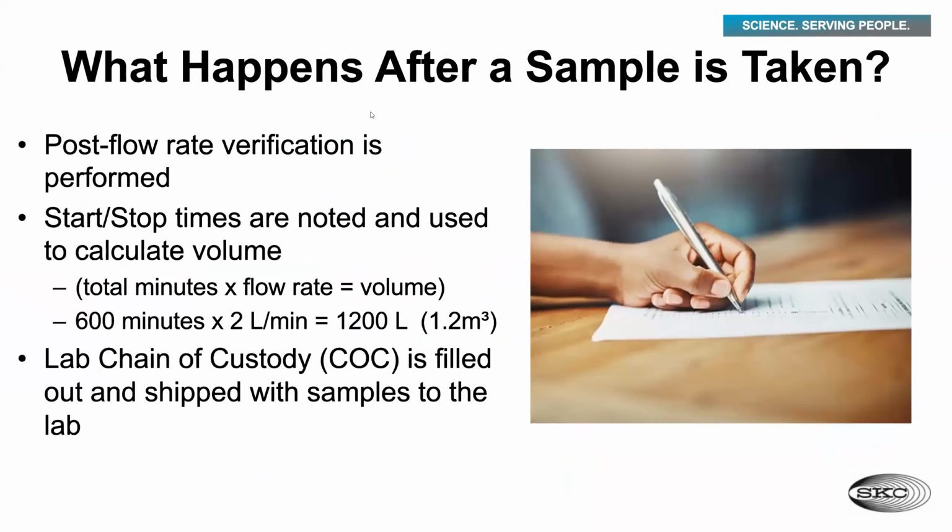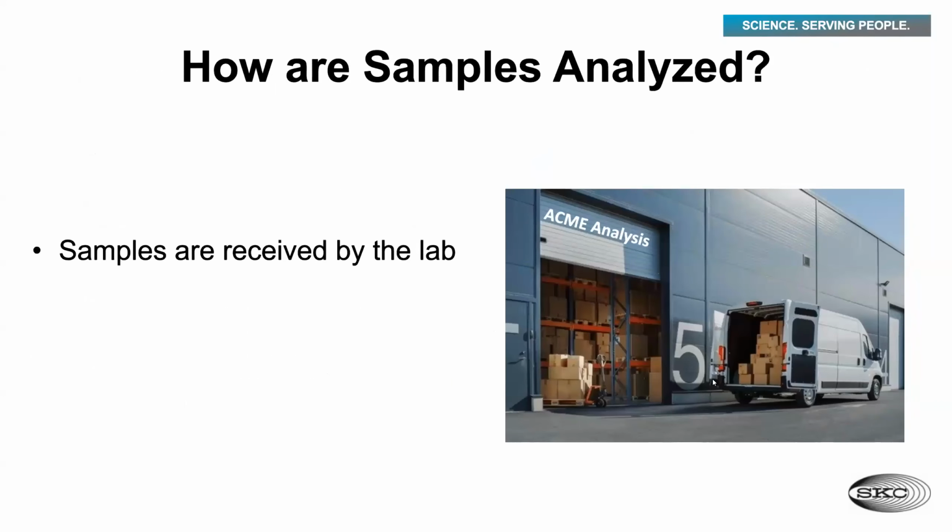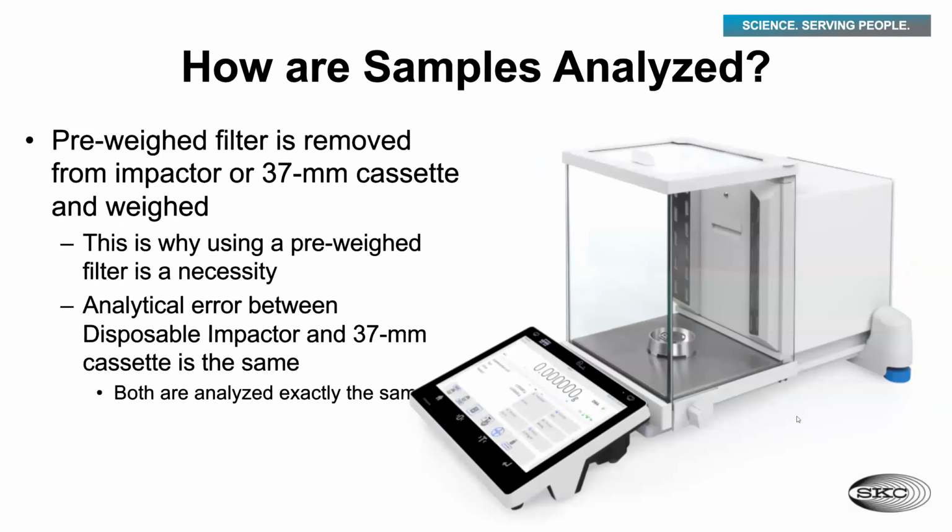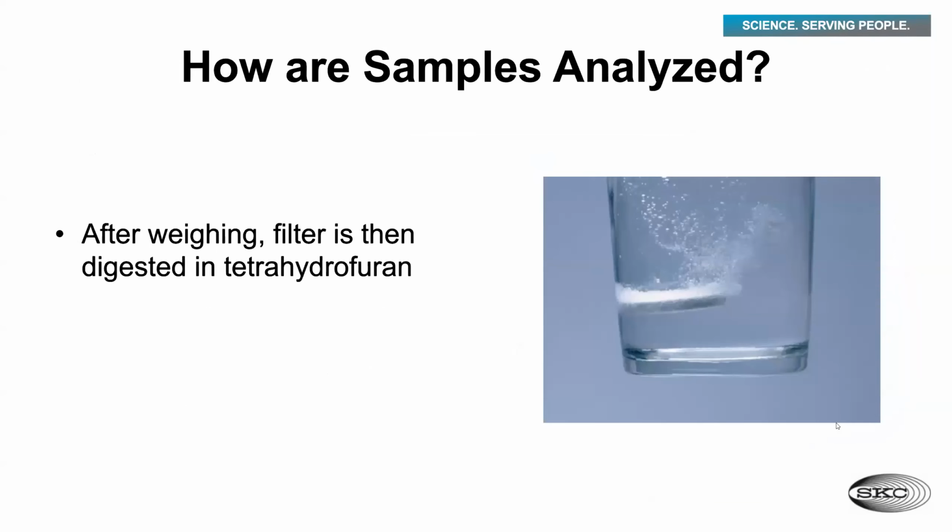So after we sample, we're taking a post flow rate, we're calculating our volume, and we're filling out our chain of custody to send to the lab to get analyzed. The samples are then received by the lab. Like I said before, they're going to be weighed on a very sophisticated, fancy, expensive scale, so they know exactly how much dust was added to the filter throughout the sampling.